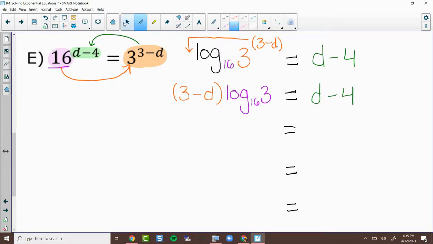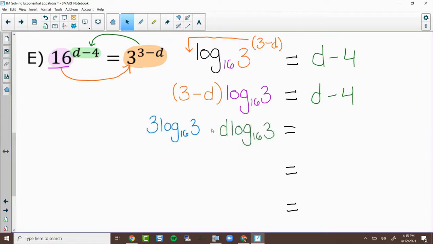Now this next step is where it's going to get a little weird, because we are going to distribute that number, log base 16 of 3 to here, and I'm going to distribute to here. So there's where I got both of those, and you'll see where that negative kind of got carried over. I'm just going to copy this down. I still have a d and a minus 4.